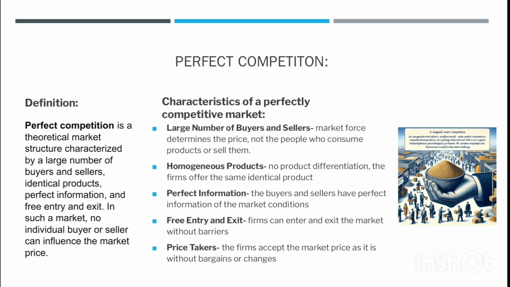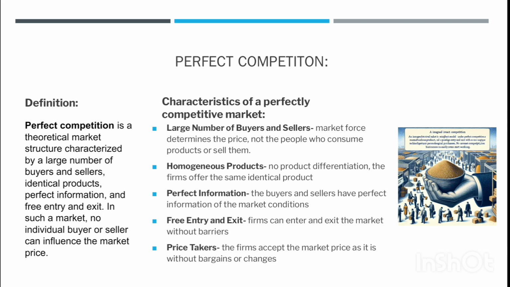Now let's look at perfect competition. Perfect competition is an imaginary market where there are a large number of buyers and sellers, perfect information, free entry and exit, and an identical product. So in such a market, no one can influence the market price of a good.